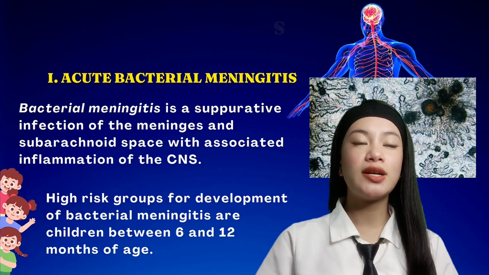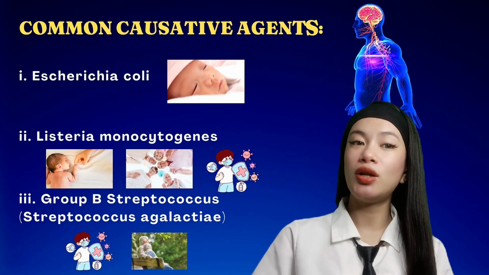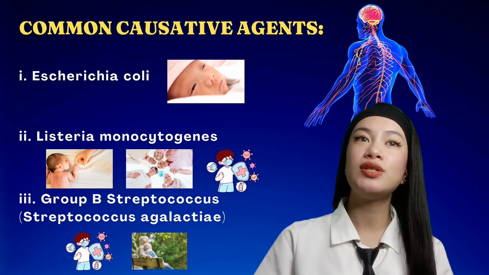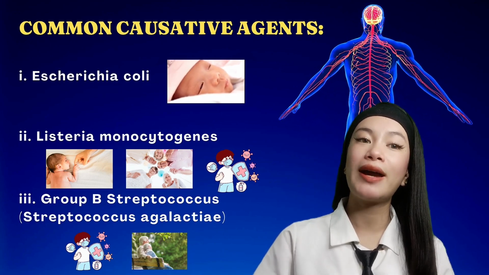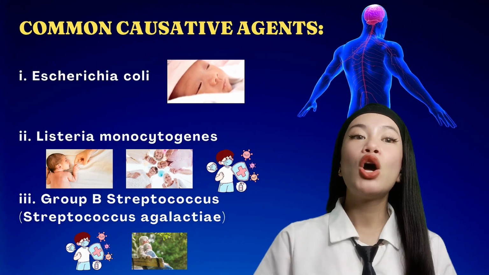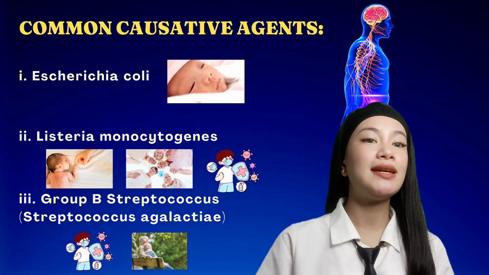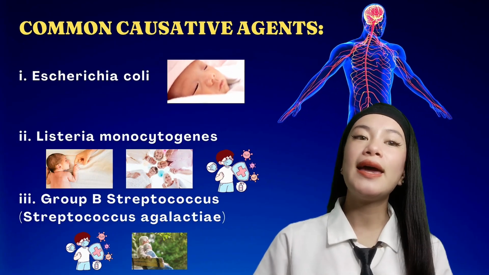Common causative agents of acute bacterial meningitis. We have Escherichia coli, which is common in newborns. Next, Listeria monocytogenes, which affects the newborns, elderly, and immunocompromised individuals. We have Group B Streptococcus or Streptococcus agalactiae. It is increasing in the elderly and immunocompromised individuals.